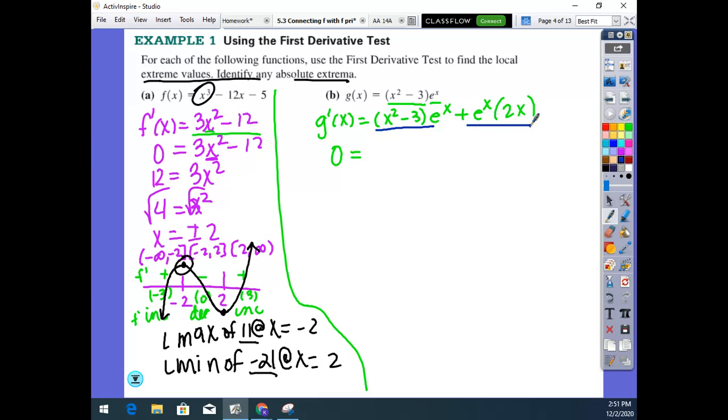So I look at each of these terms. They both contain e to the x. So I factor e to the x out. And I'm left with that quadratic. Now, this quadratic is much easier to solve when it's in order.